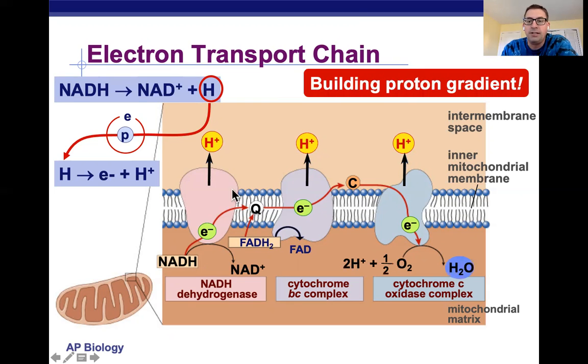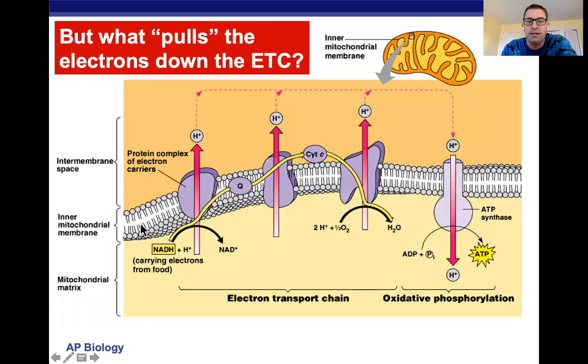Okay. All right, so we're building up this proton gradient, which is super, super important, right? And like I said, oxygen is that final electron acceptor because it is the most electronegative element that we find in living things. And so it will draw those electrons from the last protein in our electron transport chain and pick them up.